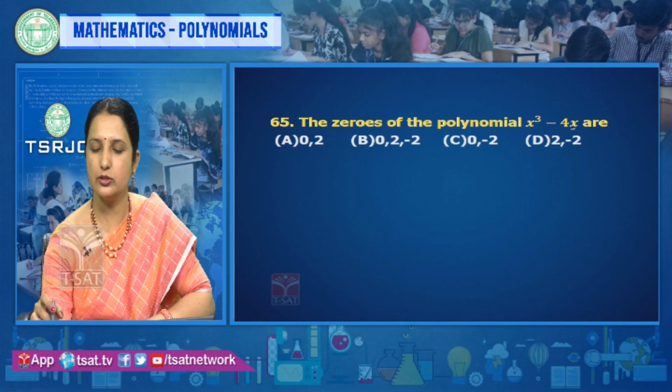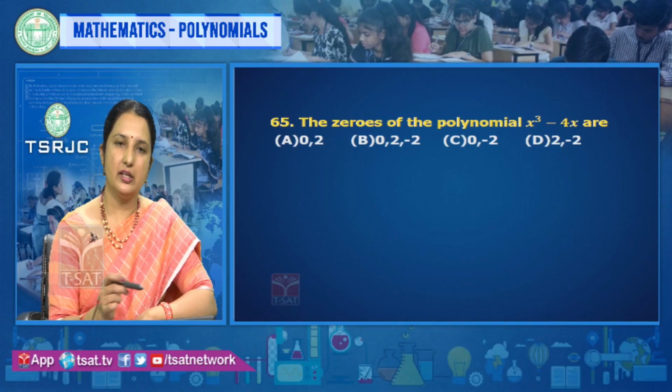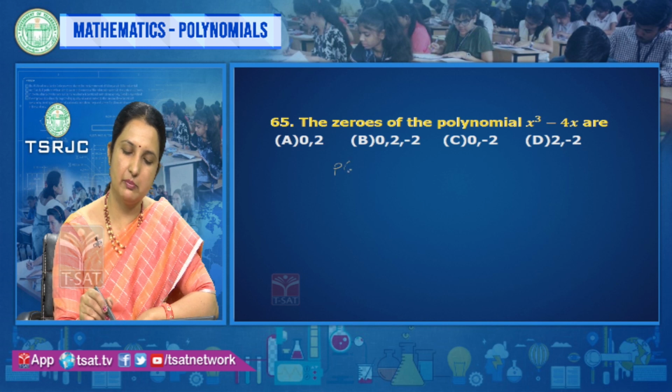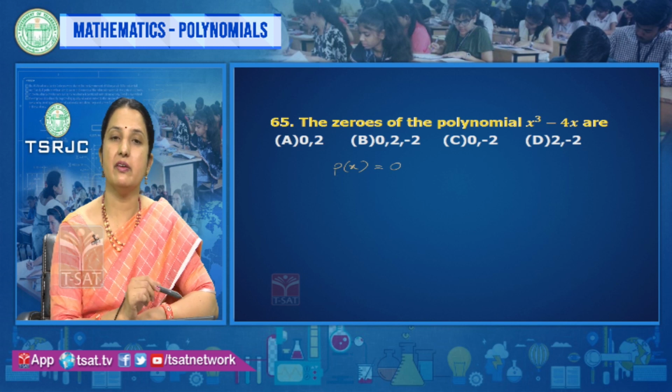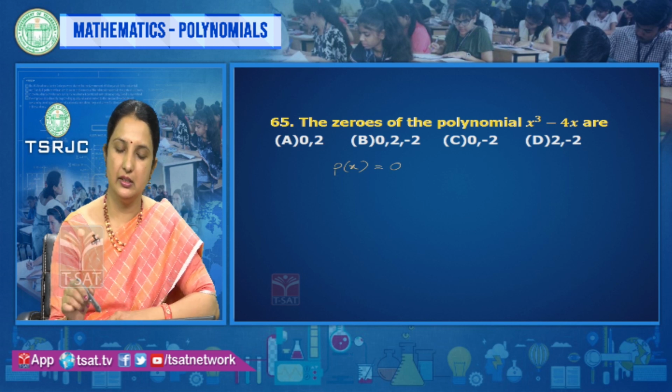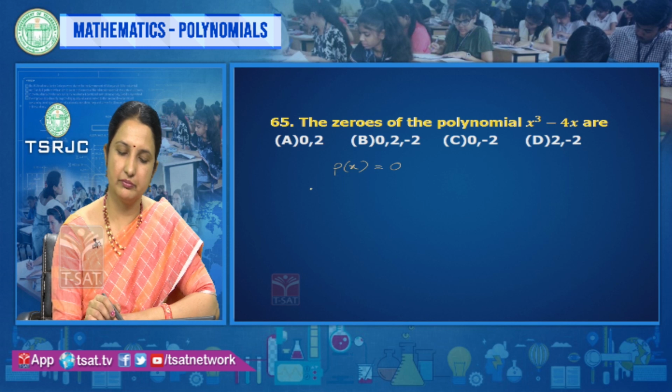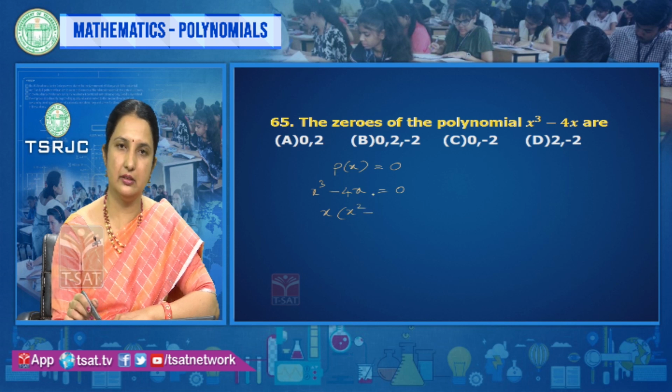Next, question number 65. The zeros of the polynomial x cube minus 4x are. What are the zeros? The polynomial p of x equals 0, if you write that, that will be the zeros. Zeros of the polynomial: x cube minus 4x equals 0. Then in this, what is common? X is common, separate it. Then what will you get in the bracket? X square minus 4, that equals 0.